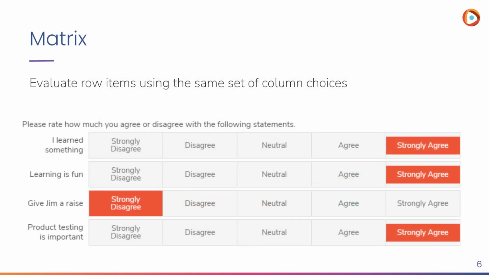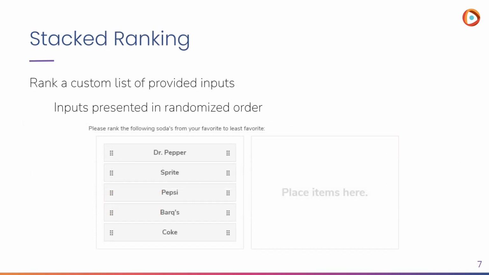So next up is the matrix. This allows us to evaluate row items using the same set of column choices. Like our example down here at the bottom, it's great for asking users how much they agree or disagree with the set of choices that we present them with. Stacked ranking is also great for this, capturing those user sentiments. Ranks a custom list of provided inputs, and those inputs are always presented in a randomized order. So we're never biasing those choices. In our example here, we're ranking sodas from favorite to least favorite, so the user would just drag over their choices in order of which they prefer.